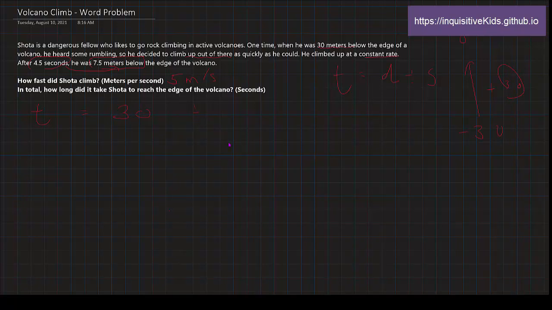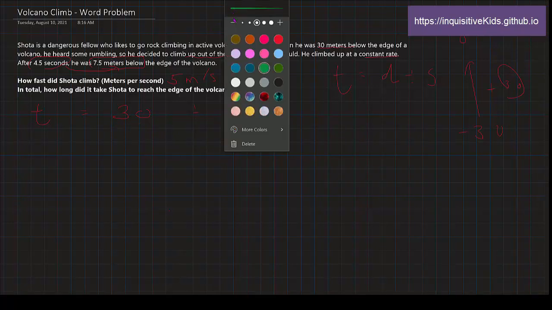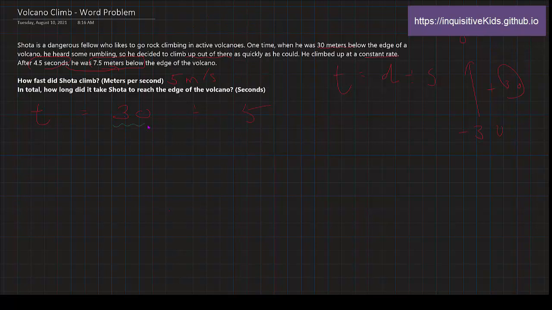30 divided by, what was the speed we just found? Yep, 5 meters per second. That would be the speed. So 30 is the distance and this 5 is the speed, and we're trying to find the t. So t is equal to 30 divided by 5, which is equal to 6. Therefore, the answer for the second problem, in total how long will it take Shota to reach the edge of the volcano, is 6 seconds.